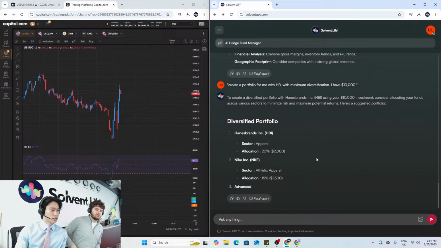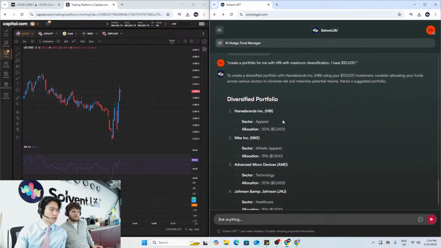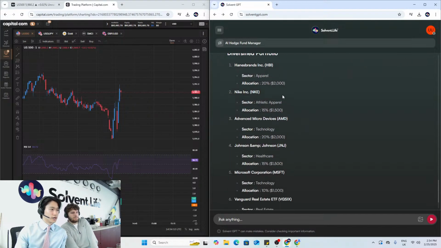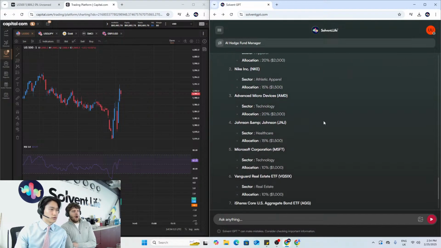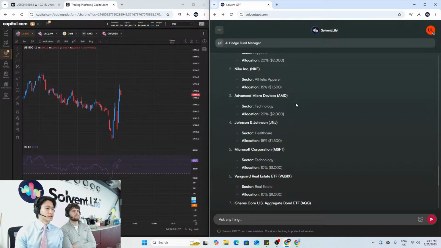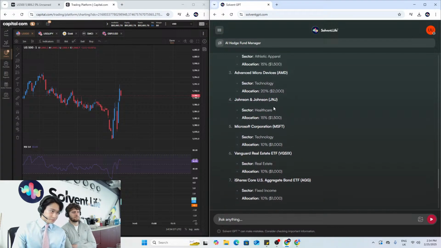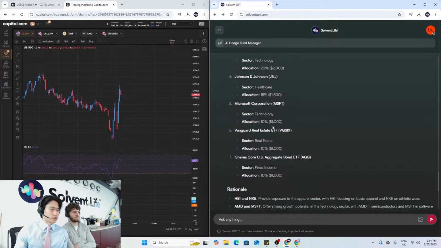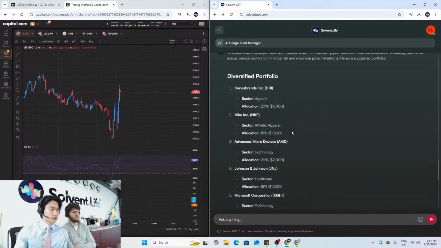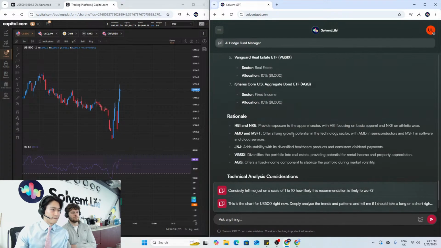Okay, so just quickly, this is the portfolio that's recommended. So 20% into HBI, apparel. Nike apparel as well, although Nike hasn't been doing so well with their efforts. They've had many changes in their directors. AMD technology, that's highly diversified. Very negative correlation there. And then Johnson & Johnson healthcare. So it's given us 6 other companies other than the one that we are interested in for long-term growth.